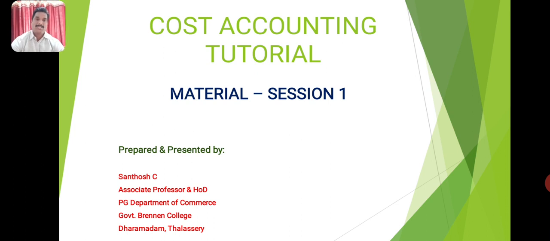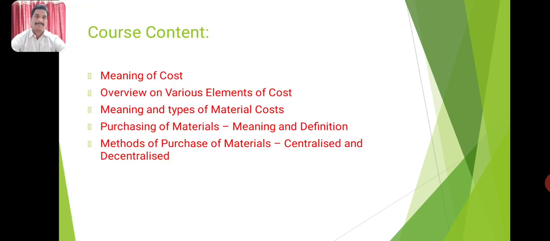Material is considered to be the most significant element of cost as compared to the other two elements of cost, including labor and other expenses. Material is considered to be the most significant one. And let us see what is the structure of this tutorial session.